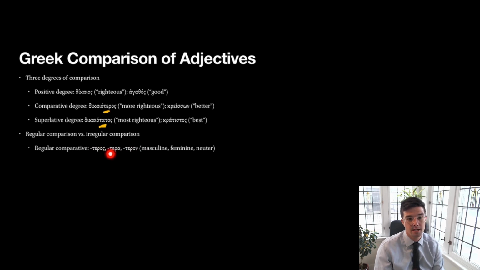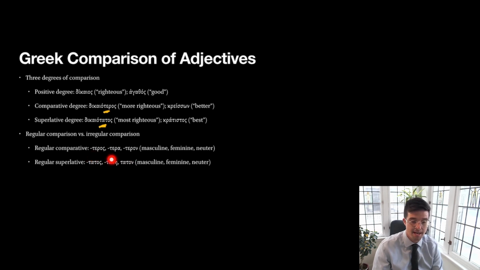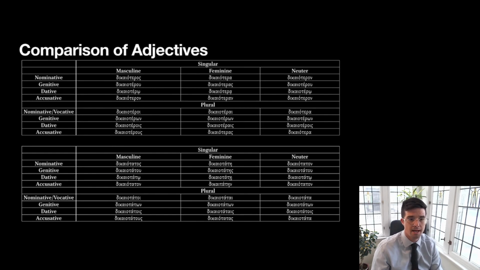There is actually the full 24 forms that reflect going down the nominative, genitive, dative, accusative in the singular and in the plural. And this is also the case for tatos, that we have tatos, tate, taton for the masculine, the feminine, and the neuter respectively in the nominative. So these all represent the nominative, and then you can think of the paradigm sort of going down from them. And that is going to look like this.